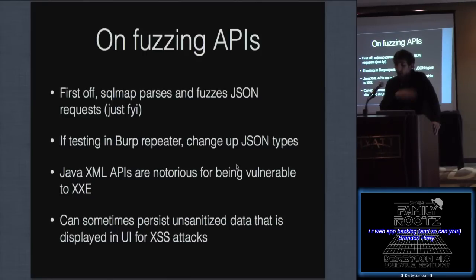Java XML APIs are notorious for being vulnerable to XXE, and a lot of times you can actually persist data through the APIs that you weren't able to do through the UIs because they try and sanitize the data coming in from the UIs, but they just don't do that for the XML for the APIs. So you can persist data, get XSS, things like that.